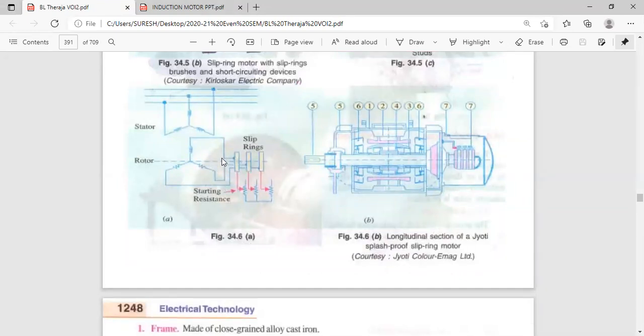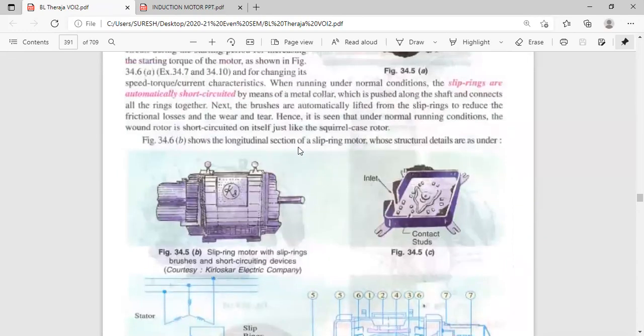This star connection rotor is connected to three slip rings, and these slip rings are permanently short circuited. They are not connected to external resistance in squirrel cage, but in slip ring it is connected to external resistance. How are they short circuited? See, I'll draw it on the board, and observe the diagram on the board.